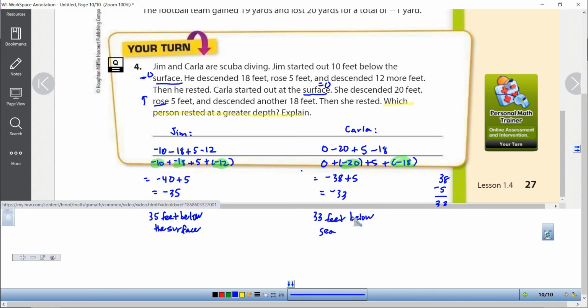Well, they are very close in depth below. Oh, they didn't call it sea level. They called it the surface.